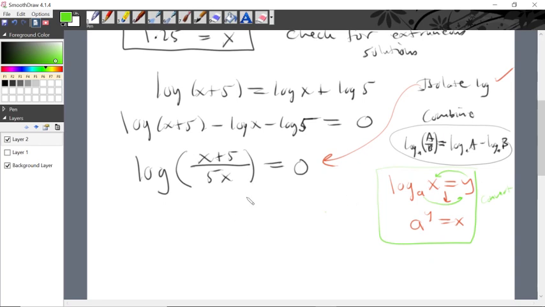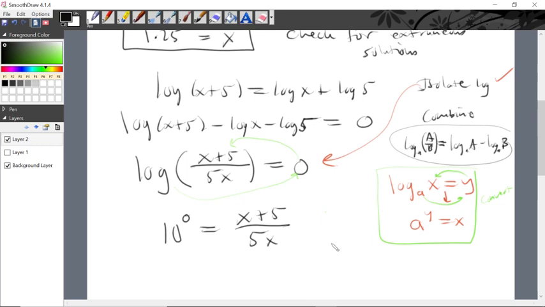So converting this into its exponential form, well, let's take the base, and the base here is, of course, 10, raising that to the power of 0, and we would get that would be equal to the argument of the logarithm. So 10 to the power of 0 is equal to x plus 5 over 5x. We've now converted this into its exponential form.